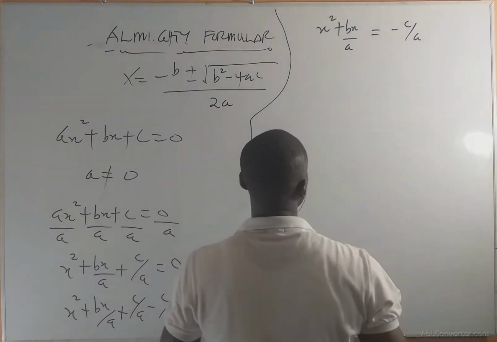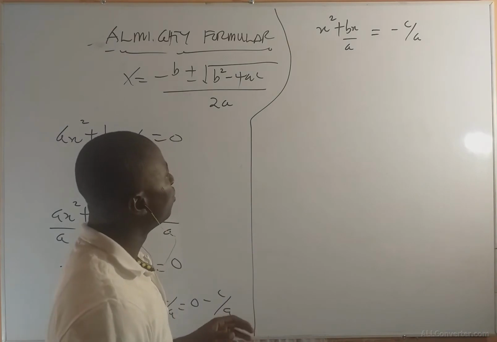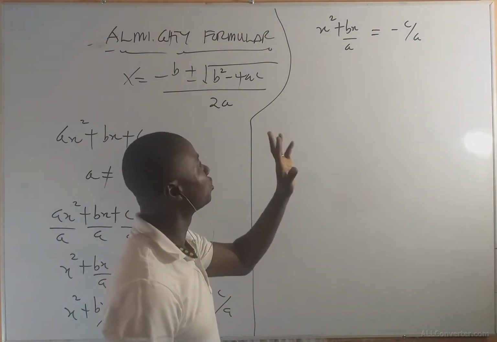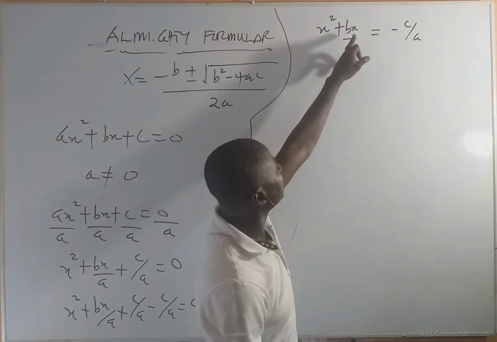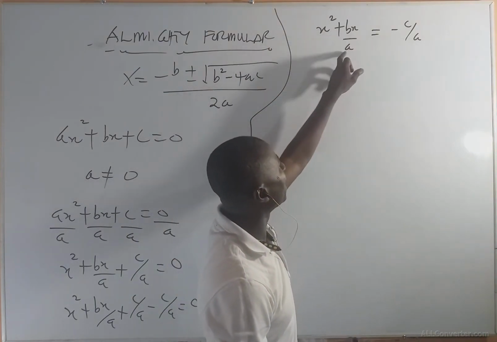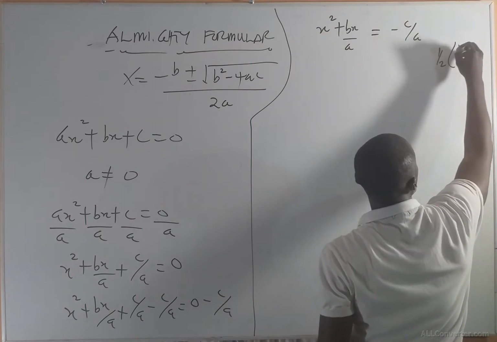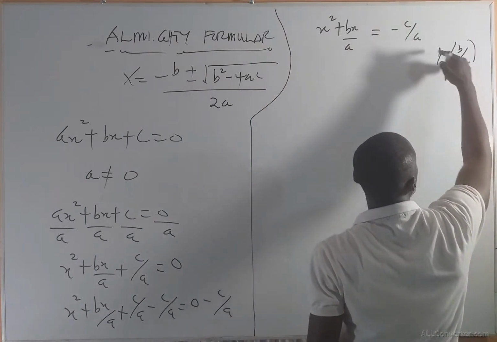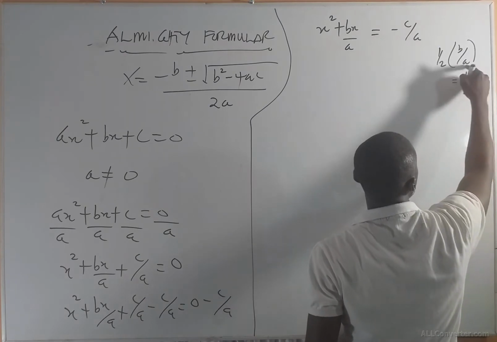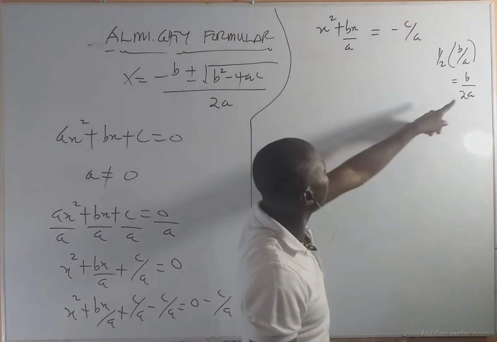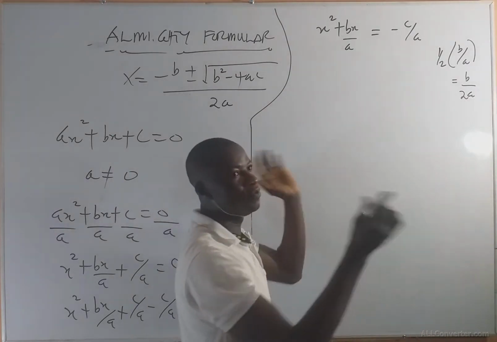What we do now is take half of the coefficient of x. Take note that the coefficient of the x term is now b over a. So half of b over a will be equal to 1 times b is b, 2 times a is 2a. So half of the coefficient of the x will now be b over 2a. So we add its square to both sides.